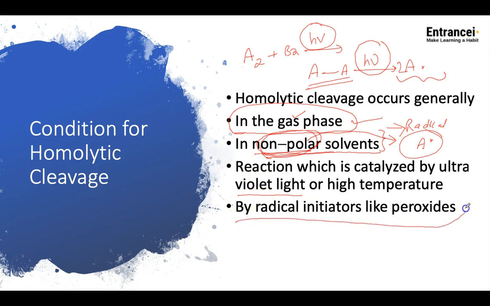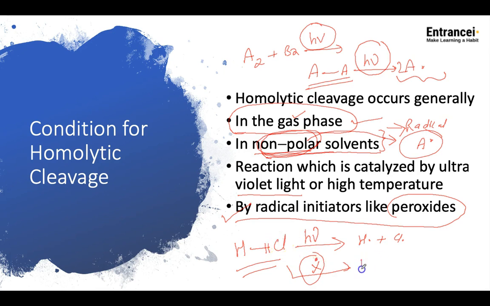There are also some radical initiators like peroxides, or reactions which take place in presence of radicals. Let us take an example of hydrochloric acid. In HCl, this bond is polar, the electrons are towards Cl, and when you dissolve HCl in any solvent, it gives H plus and Cl minus and proceeds through heterolytic cleavage. But if photons are added to HCl, homolytic cleavage takes place. Similarly, if in HCl you take one X radical, this X radical initiates homolytic cleavage. So can we say homolytic or heterolytic cleavage mainly depends upon the condition in which the reaction proceeds rather than the molecular polarity?